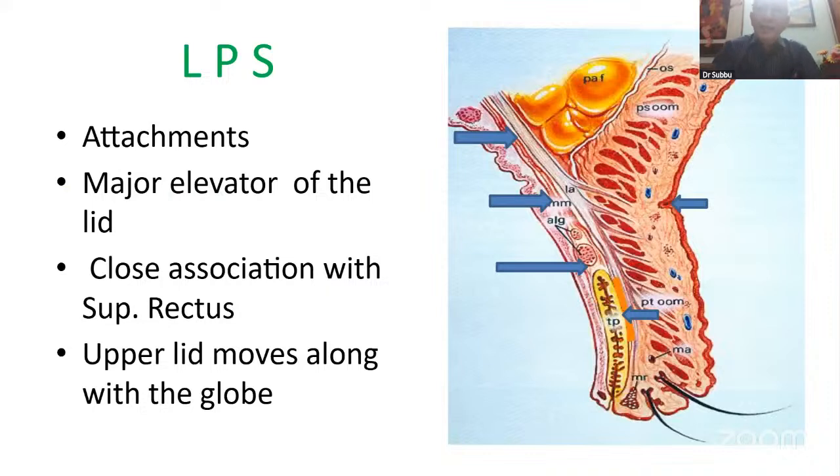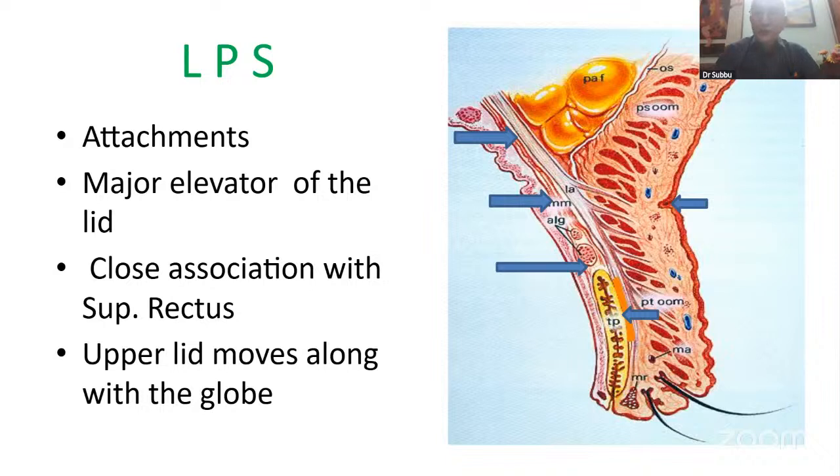LPS has 7 attachments. The most important is to the tarsus in the front, then one to the upper part of the tarsus. Few go in between the tarsus and orbicularis oculi onto the skin. Then you have some going to the posterior conjunctiva, then to the superior rectus, and then to the fornix and the lateral and medial horns to the bone. So there are 7 attachments of the LPS. It is the major elevator of the lid, and its action is about 15 to 18 millimeters.